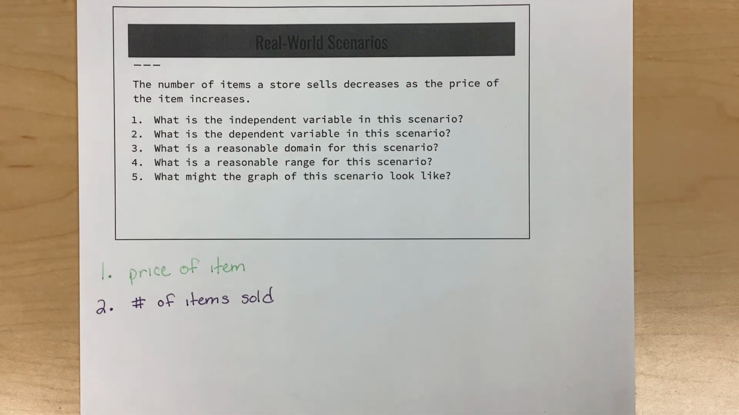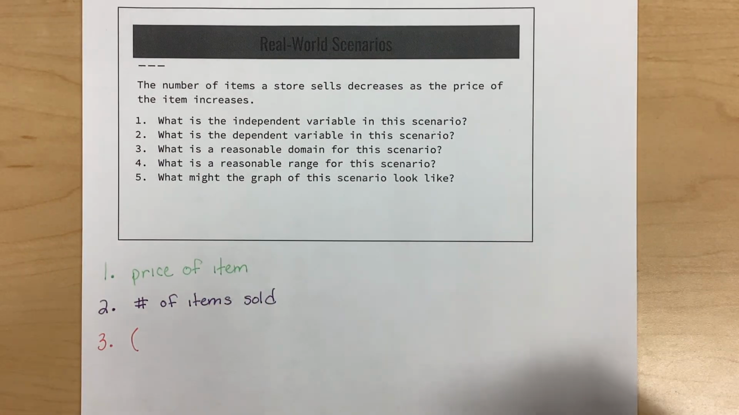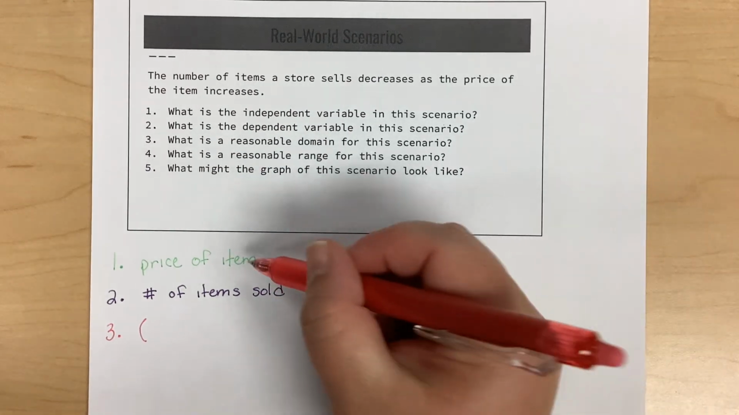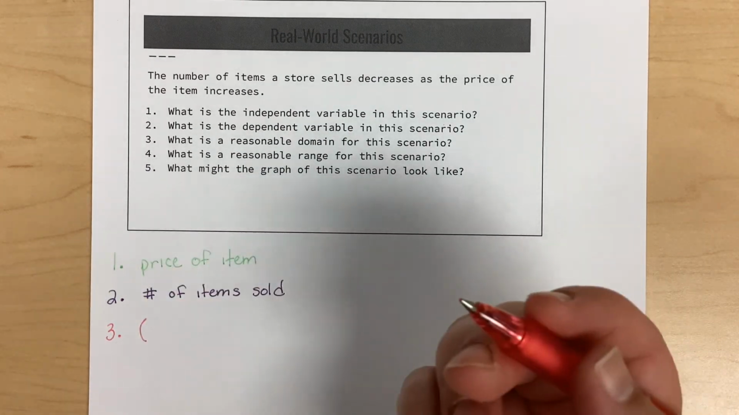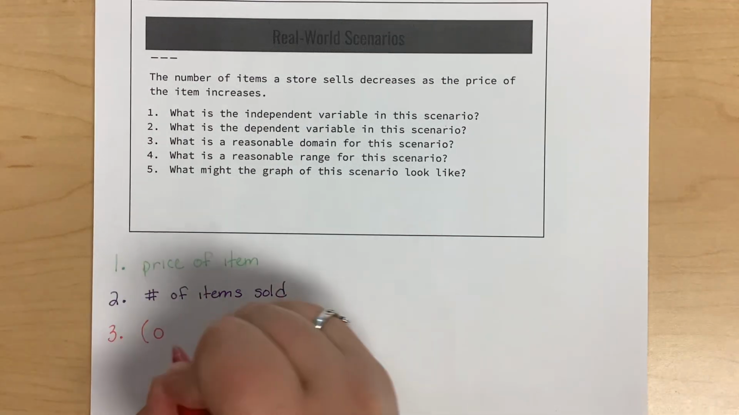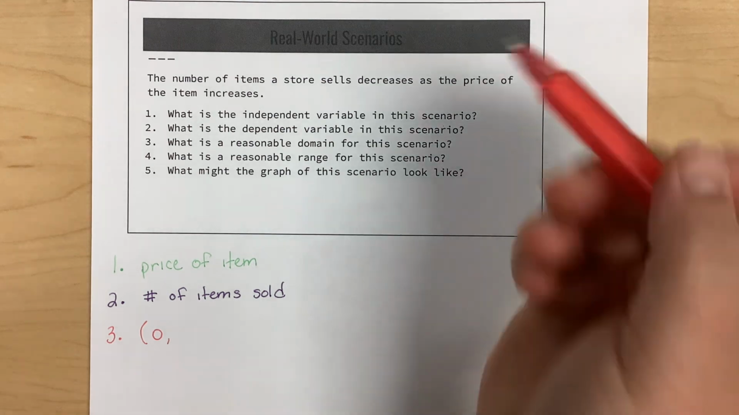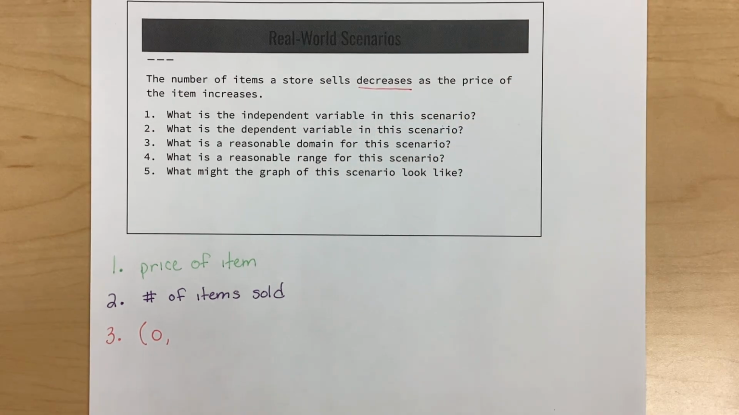Okay. Number 3, a reasonable domain. All right, so once again, we're gonna have to think a little bit. So price of the item. The cheapest the item could be is 0, right? Now, a store probably wouldn't be giving things away for free, but it is an option, okay? Now, there is an infinite number of prices that a store could have something cost, but obviously the higher something is, or the more expensive something is, the less of something they will probably sell, which is what this problem is saying. It's decreasing here.